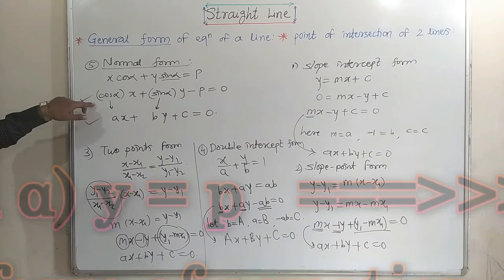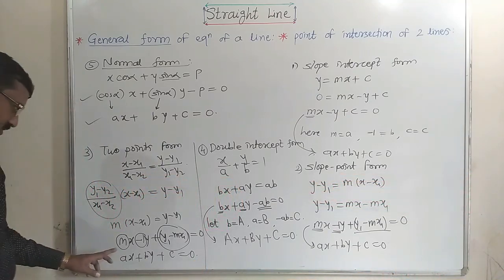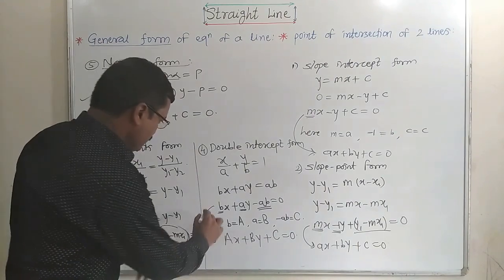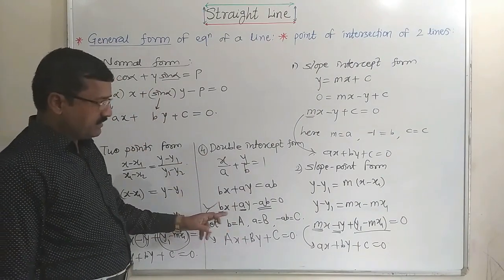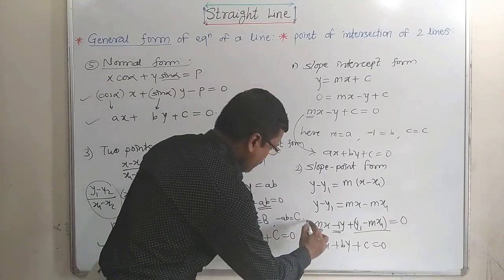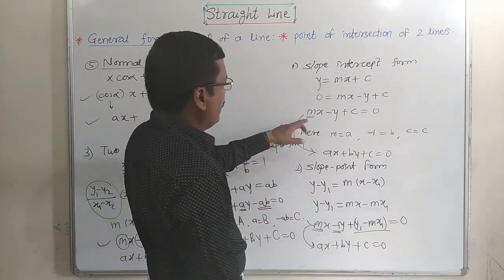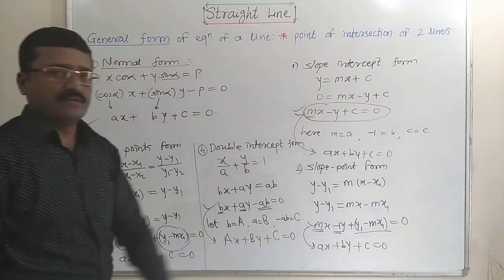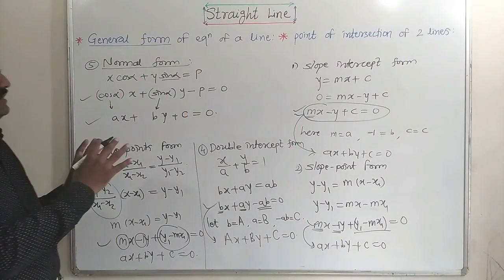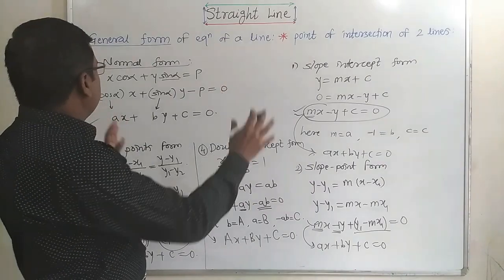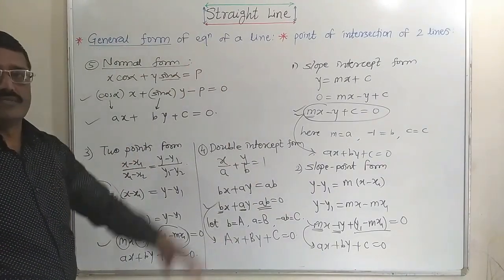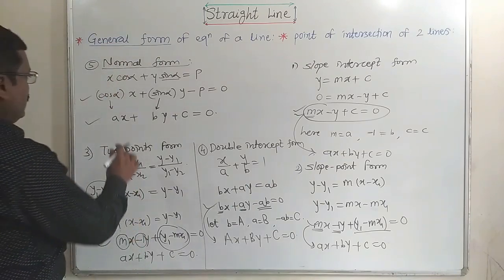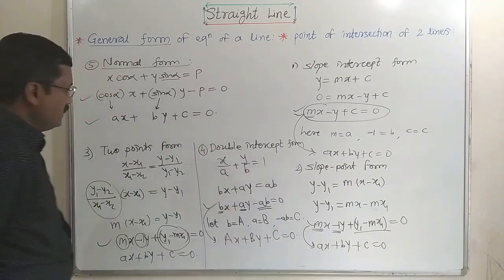This is the general form of normal form. This is the general form of two points form. This is the general form of double intercept form. This once again is the general form of slope form, and this is the general form of slope intercept form. So every form can be written in general form of equation of line. So we will remember Ax plus By plus C equal to 0 as the general form.